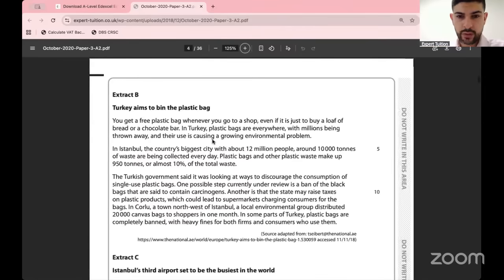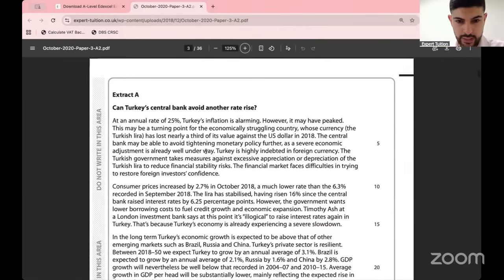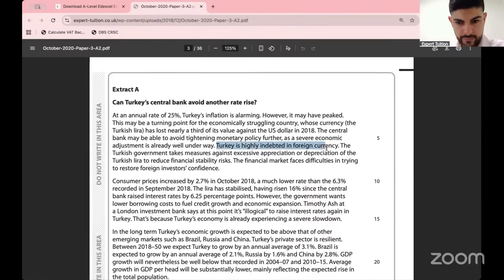There is one line in the extract that I want to draw your attention to. In extract A, it says the following: Turkey is highly indebted in foreign currency. What does that mean? If your currency gets weaker and you don't have many foreign reserves, whenever your currency gets weaker relative to, let's say, the US dollar, do you guys agree that that means you need to sell more lira in order to buy $1? The real value of your debt is therefore going up. In other words, countries that have limited foreign reserves not only struggle to import to grow and develop their economy, but the real value of their debt is increasing whenever their currency depreciates.